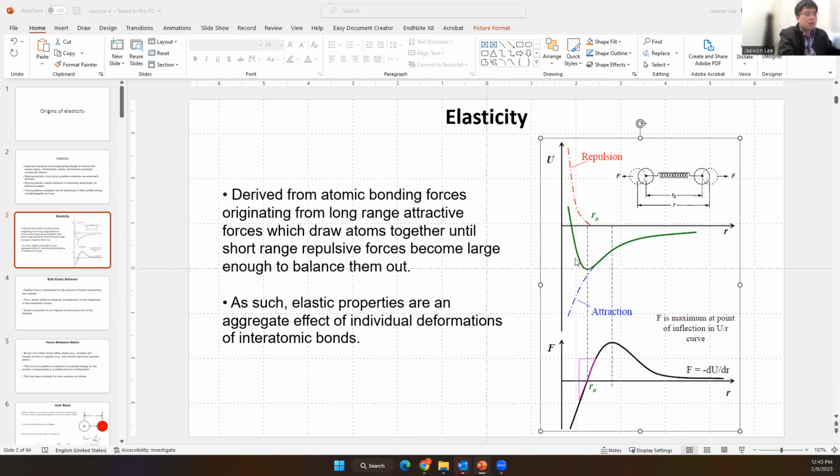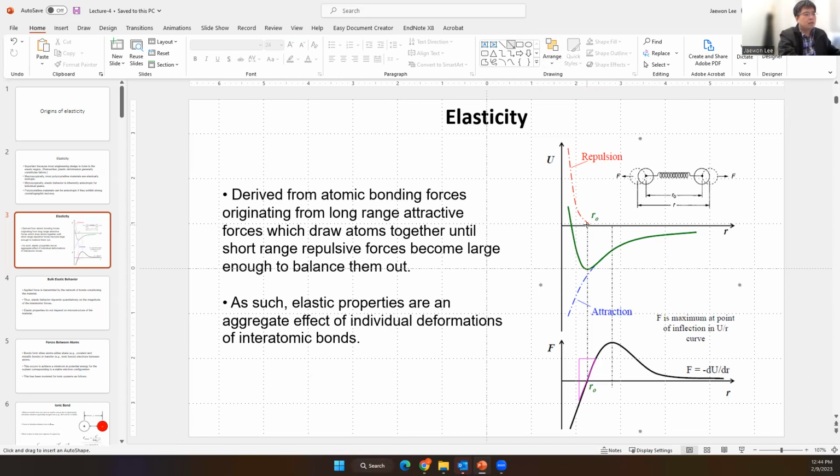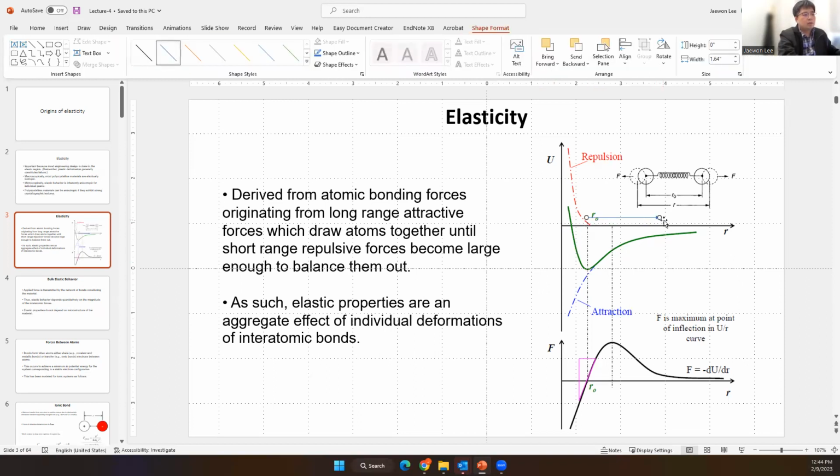So if you can see, the energy is at a minimum, we can say this is an equilibrium state. But if we apply a force, the atom distance could be increased like that, could be increased this way. At that time, they want to go back to the most stable distance. This can generate elastic properties.